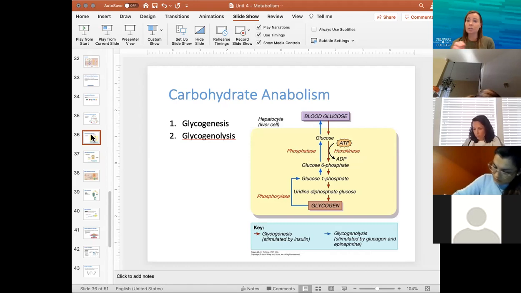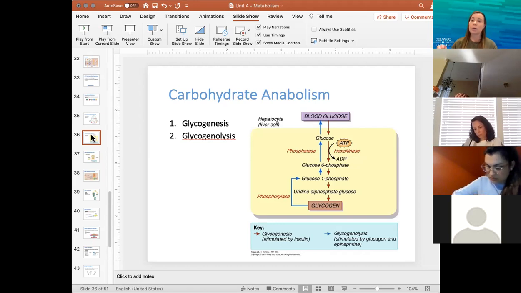So taking glucose and just linking a bunch of glucose molecules together to make glycogen. This will happen when you have excess amounts of glucose that you don't need right away. You're going to take that extra glucose and link it all together, just create bonds in between all those little glucose molecules, and that makes glycogen.